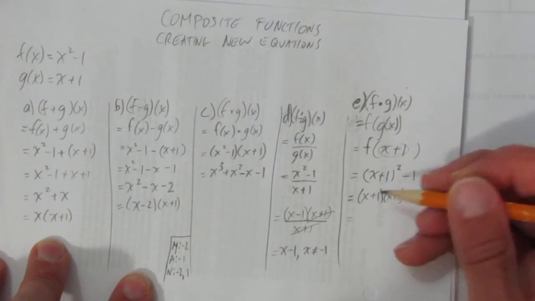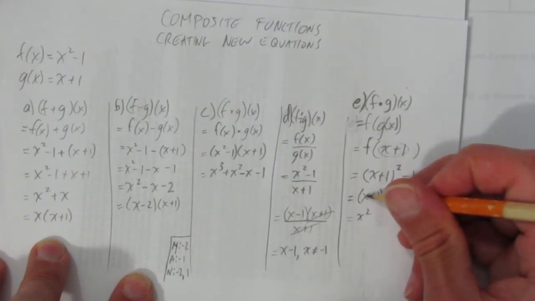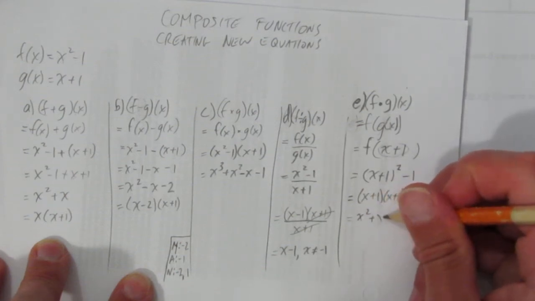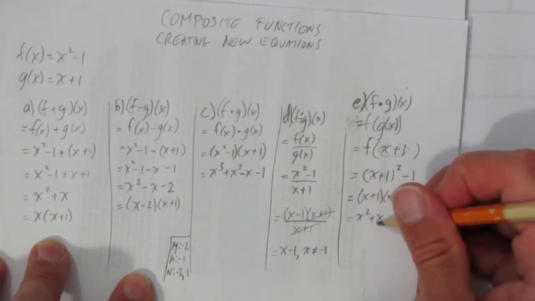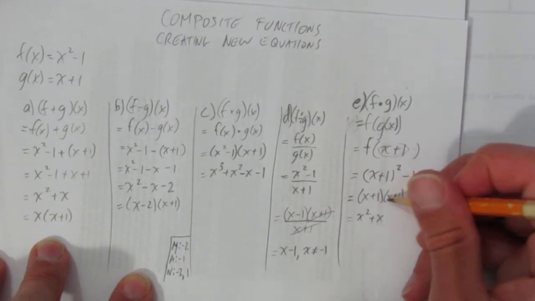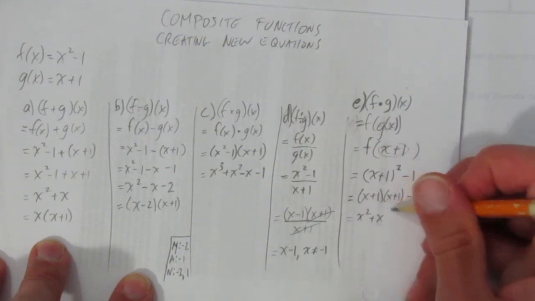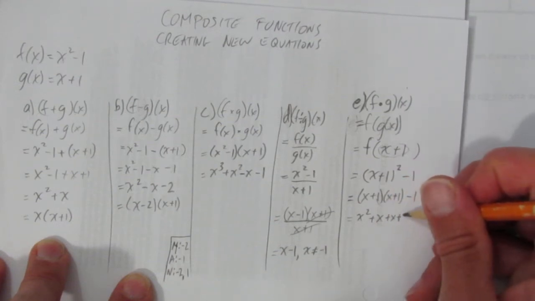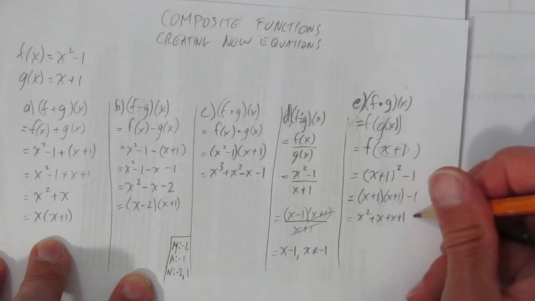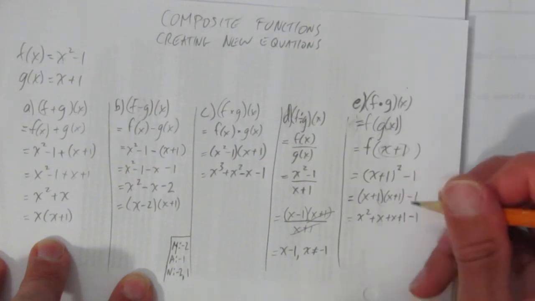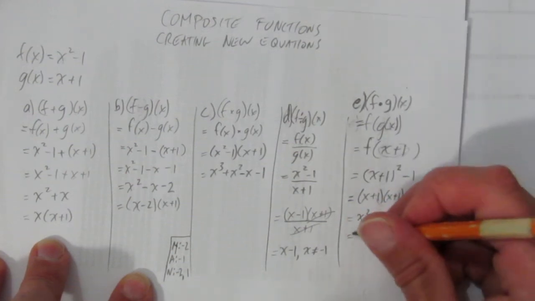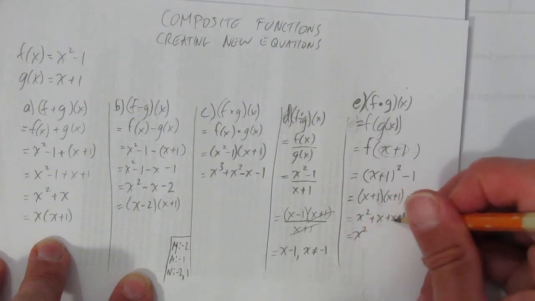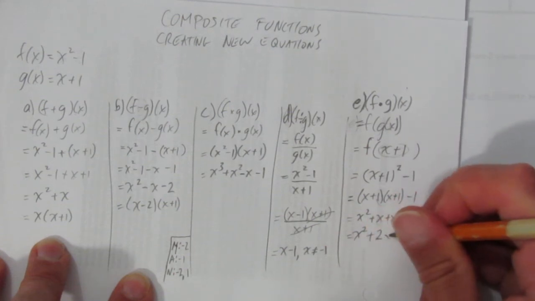It's first times first, x squared. Outside times outside, 1 times x is just plus x. Another 1 times x on the inside times inside. That's this times this. And the last times the last, that's a plus 1. And that was worth doing because you see this plus 1 and the minus 1 cancel out. And you get x squared plus x, that's plus 2x.